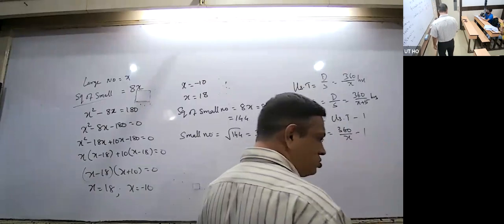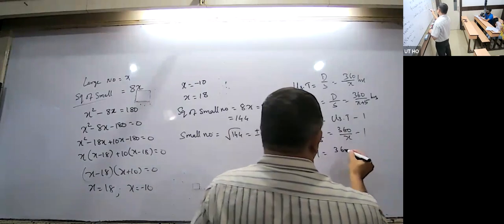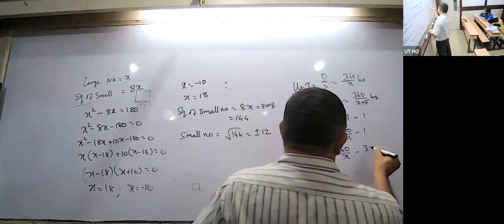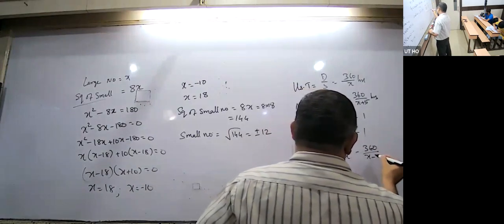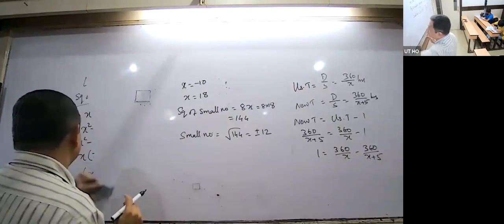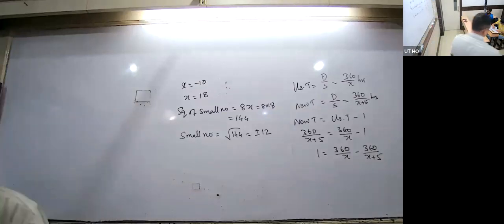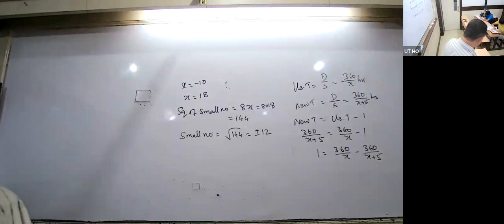Remaining solving, you can do it? Yes, sir. One more step, I'll write 1 is equal to 360 upon x minus 360 upon x plus 5. Solving we have done a lot of times, so you do it yourself. Leave that page. Here also you can write.